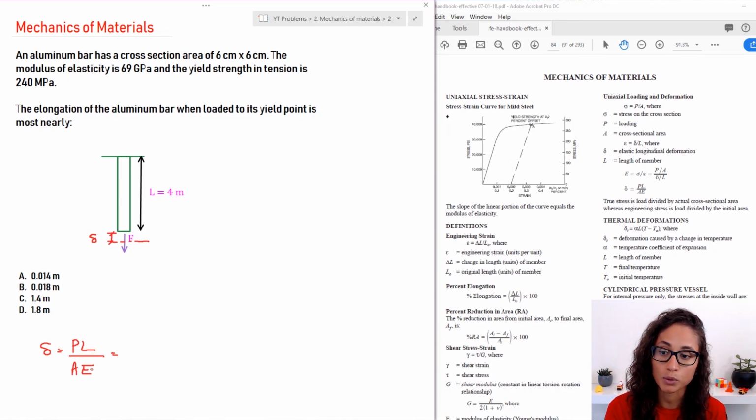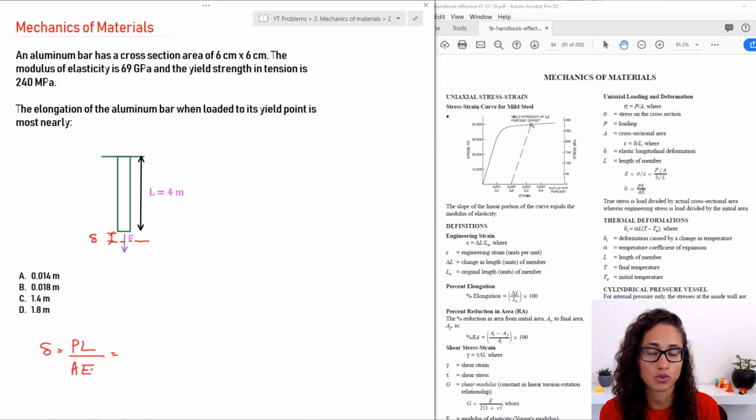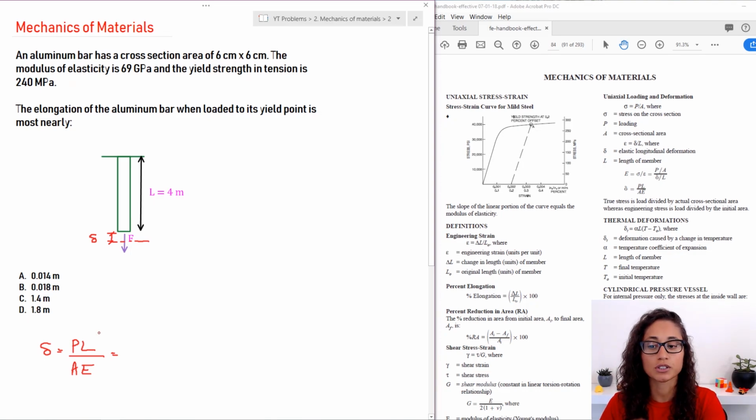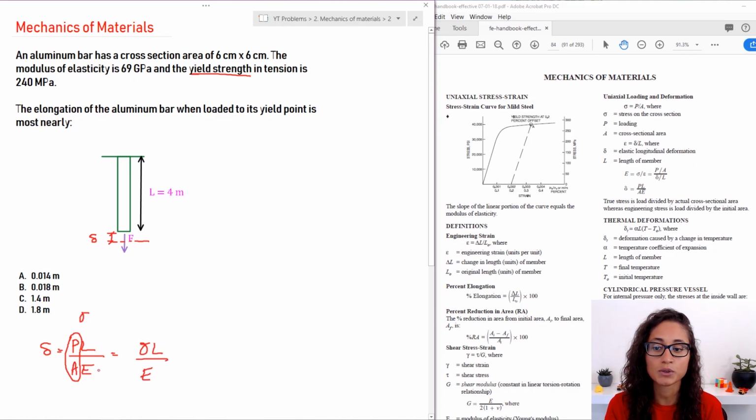Now, in this problem, we were not given P, right? We were given the area, and we were given the yield strength, which is another way of saying stress. If you remember, stress is equal to P over A. It's even given to you here as well. So instead of trying to calculate P, because we are given the stress, which is the yield strength, instead of calculating P and then doing P over A, we can just substitute the yield strength, just to save a little bit of time, right? So stress times L over E.